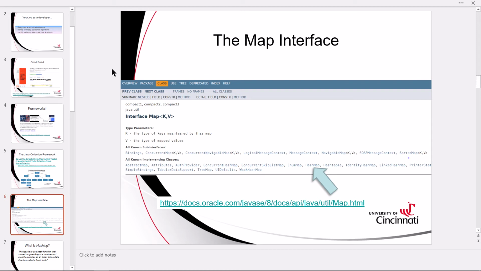And you can think of this as a row in a table. Every row in a table has a key, and then the remaining columns in that table are the value. The remaining columns in that row are the value. Notice that in this little screen snip I provided, which is from Oracle, it lists all of the known classes that implement this interface, and one of them is HashMap, which we're going to get to in a moment.